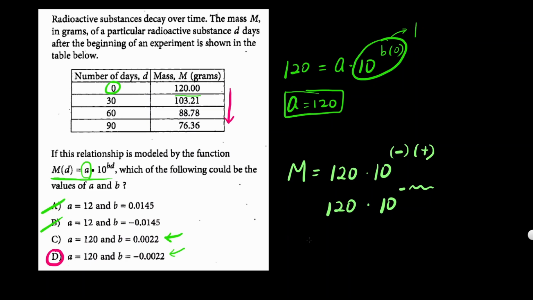C cannot be it because that's for exponential growth. So this is for growth, since B is positive and D is positive. Here, this is decay. It's going to go down as days go by. So the answer for this one should be D.